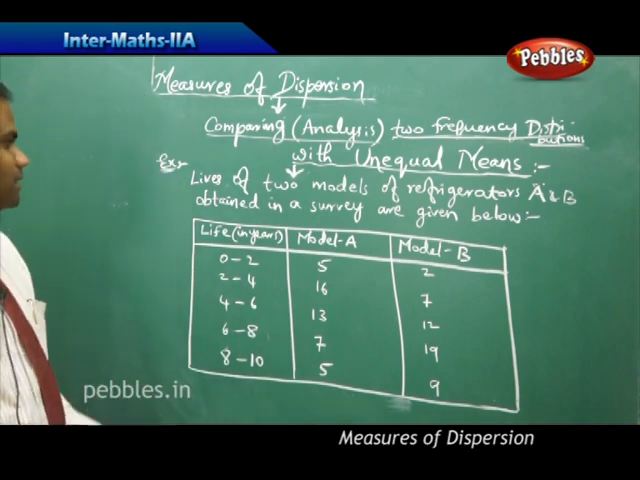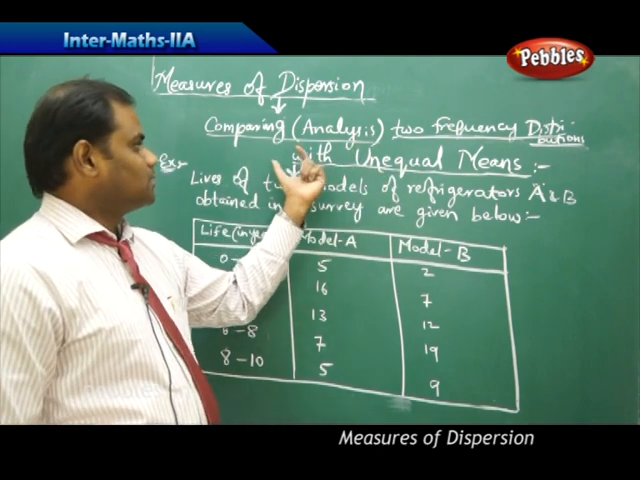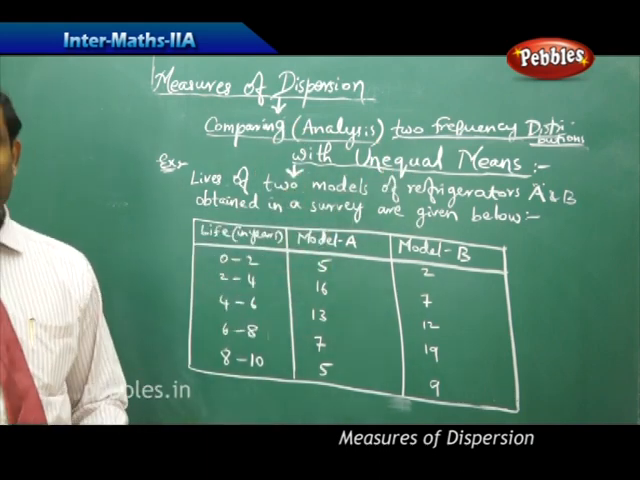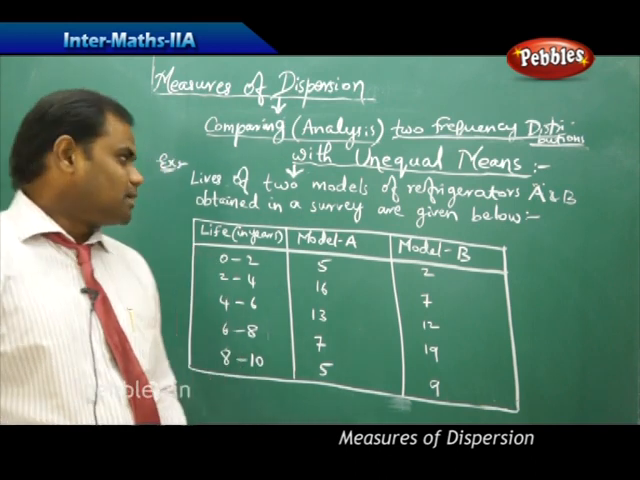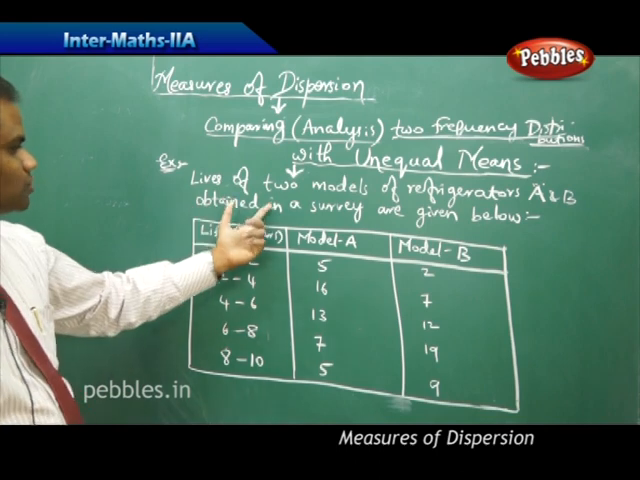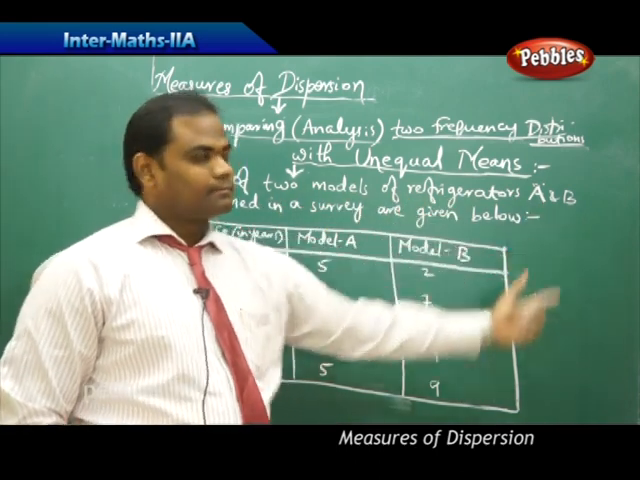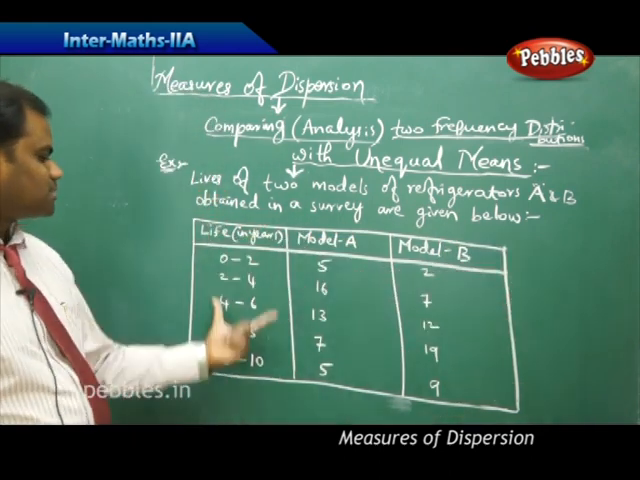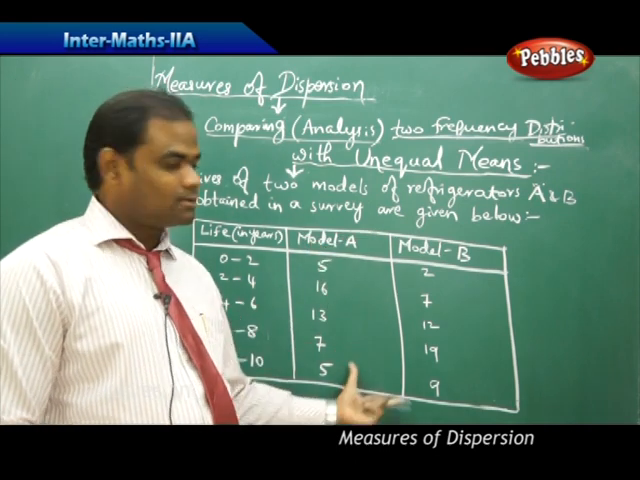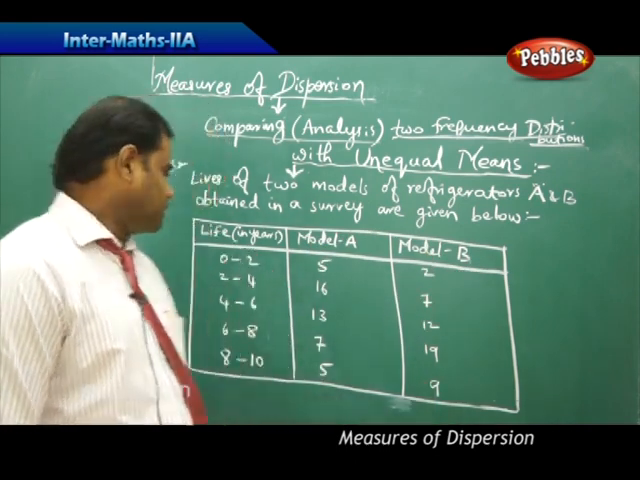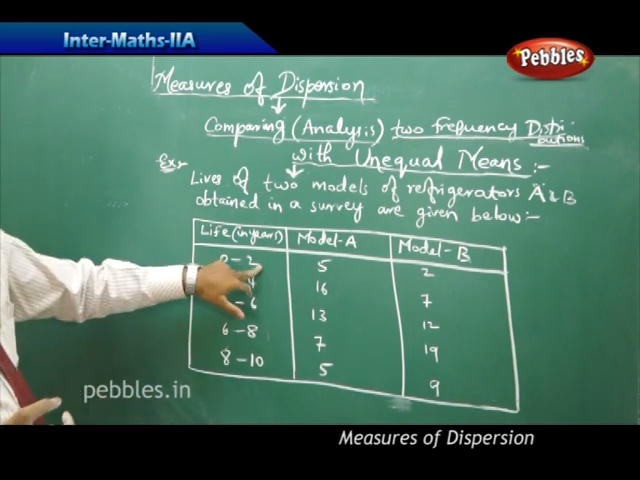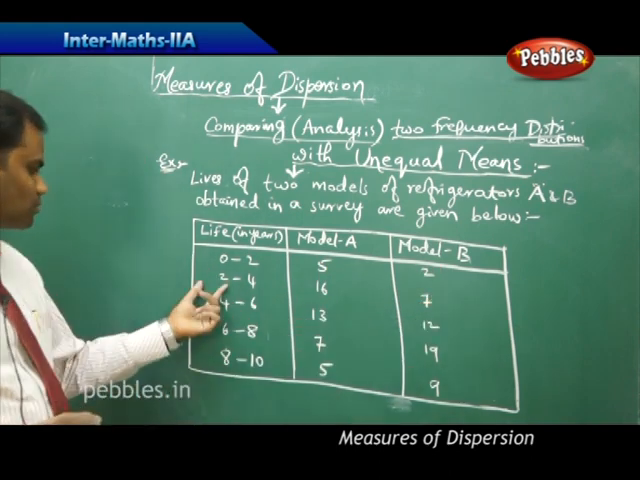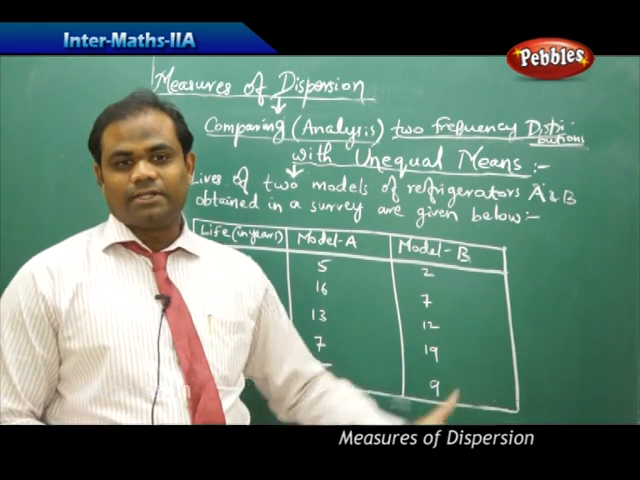Now, in this case of directly, let us understand the concept of comparing two frequency distributions with unequal means directly with an example problem. So, let's see an example problem which says lives of two models of refrigerators A and B obtained in a survey are given below. So, in this case, the life is given in years and model A of the refrigerator and model B of the refrigerator is given out here. That is, for the first 2 years, 0 to 2, the model A was 5 and model B was 2, and so forth, 2 to 4, 4 to 6 is what is the data given.